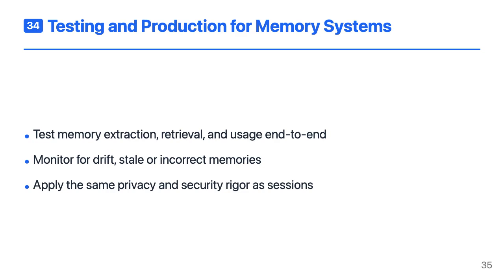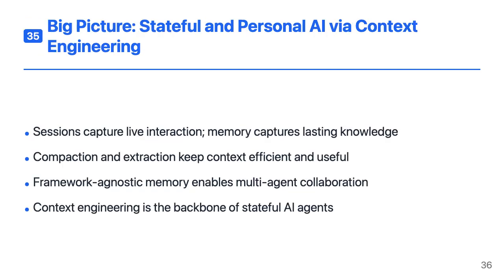A memory system isn't set and forget. You need to test it end to end. Does the agent extract the right memories, retrieve them when needed, and actually use them to improve behavior? Over time, you should monitor for drift, memories that become stale, contradictory, or simply wrong. And because memories often contain sensitive user data, they require the same level of privacy, security, and governance as session logs, if not more.